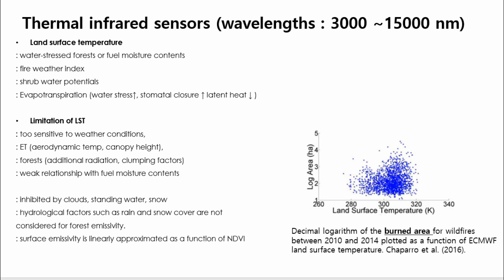And they are often used for the fire weather index, and also used for the estimation of evapotranspiration, because when the water stress goes up and stomata close, latent heat will decrease. So we hope that there will be a correlation between water stress, latent heat and evapotranspiration, and land surface temperature.